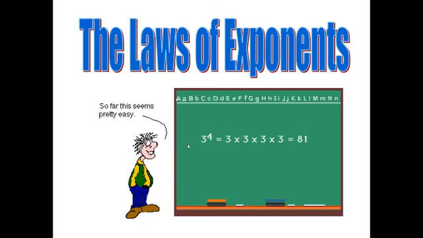Okay guys, so today we're going to look at the laws of exponents. We use the laws of exponents to simplify expressions that contain exponents. So, if I have 3 to the fourth, this would be 3 times 3 times 3 times 3, which is equal to 81. So basically, we're going to use exponents for repeated multiplication.